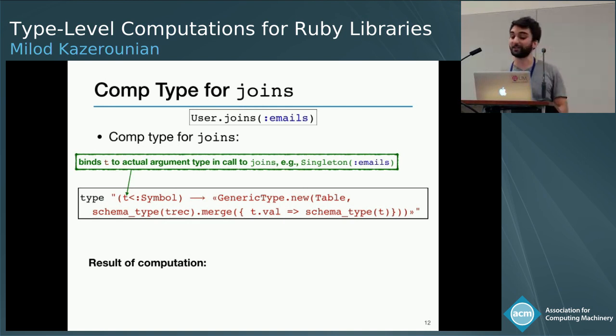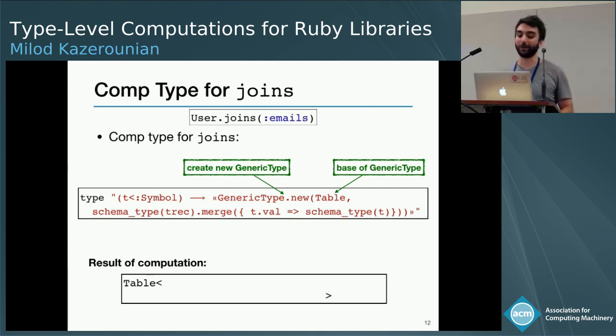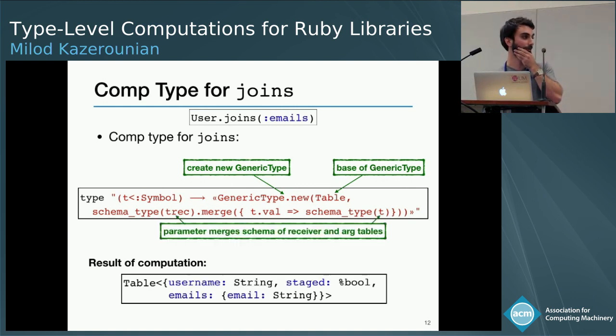And then the return type is again some type level code, which creates a new generic type. The base of that generic type is Table, so we're just making one of these table types. And by the way, the result of the computation for this particular case is shown at the bottom of the screen. And then the second line of this type here actually computes the parameter.